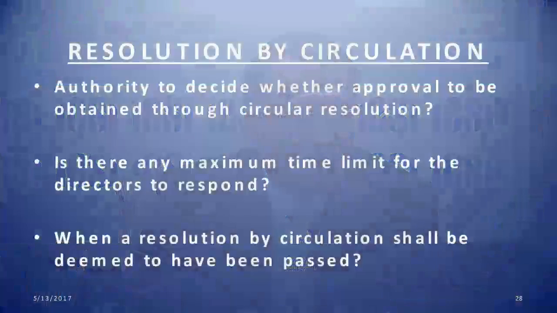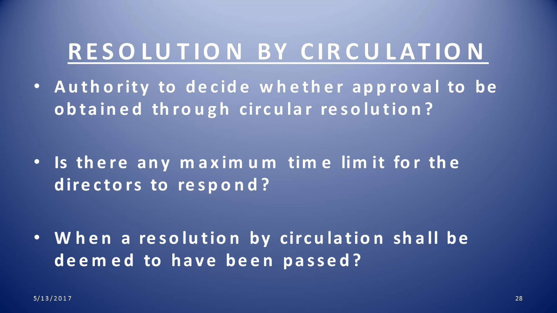Now see the last bullet: when a resolution by circulation shall be deemed to have been passed. I gave you 2 examples. In the first case 6 voted in favor on 13th and 1 dissented on 14th. In that case the resolution shall be deemed to be passed on 14th. In the second example, on 13th 6 directors give their assent, no other director responds, the company has to wait till 19th, then the resolution shall be deemed to have been passed on 19th only.